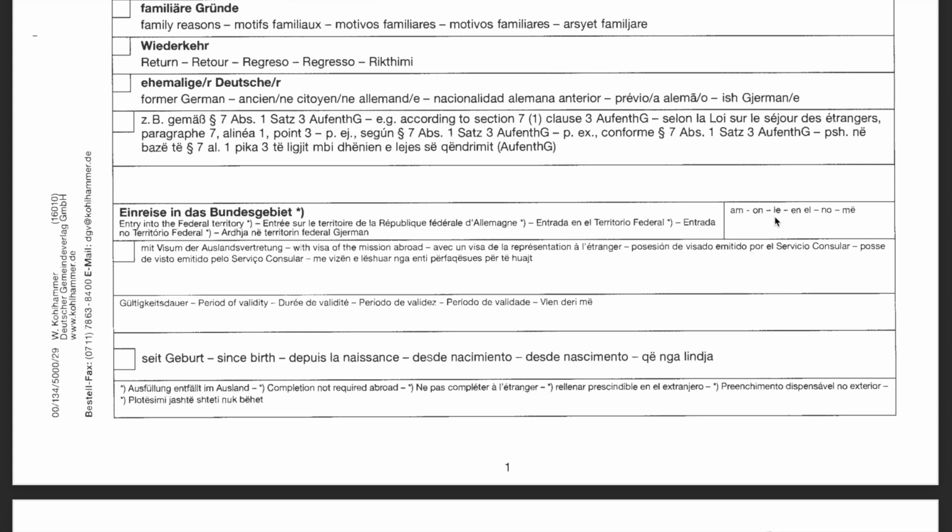Here they are asking for entry into the federal territory, so you have to mention the date on which you entered Germany. Then they are asking about a visa from the mission abroad. If you came with a visa, you have to mark it and mention the period of validity, from which date to which date the visa is valid. You can fill this in over here.